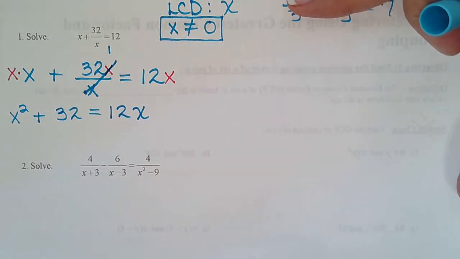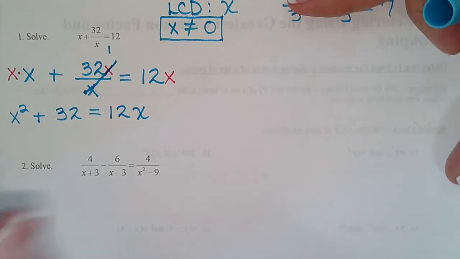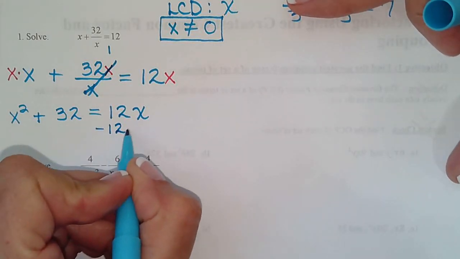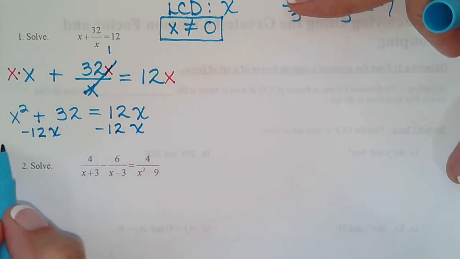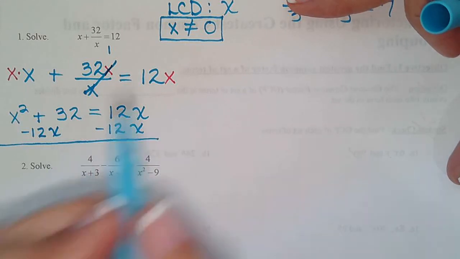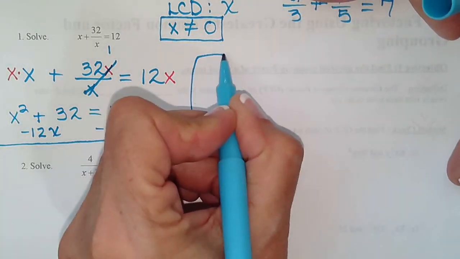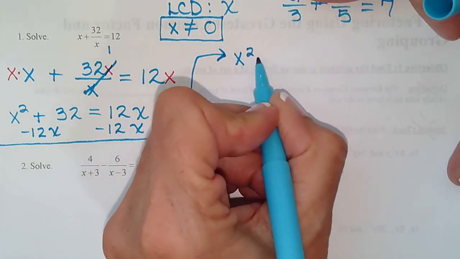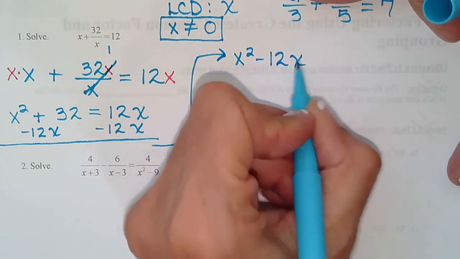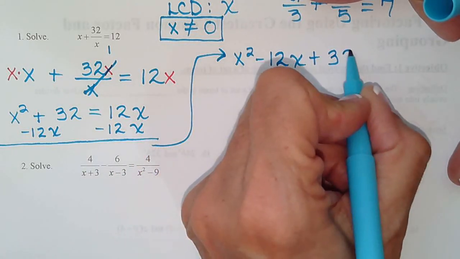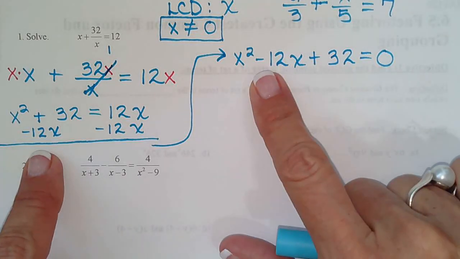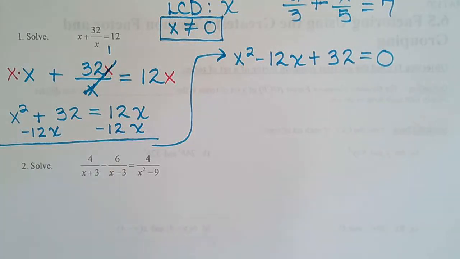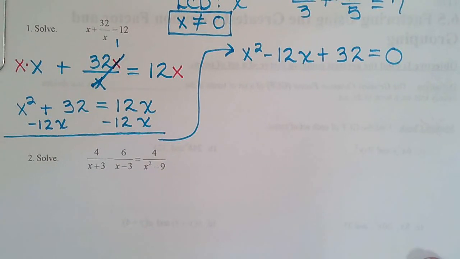So your training from chapter 4 should kick in now. Oh, I'm solving a quadratic. Step 1 is set the quadratic equal to 0. So I have x squared minus 12x plus 32 equals 0. So I have to arrange the terms in the proper order, which they are. Now I'm ready to factor. And we'll pick up from there on the next video.